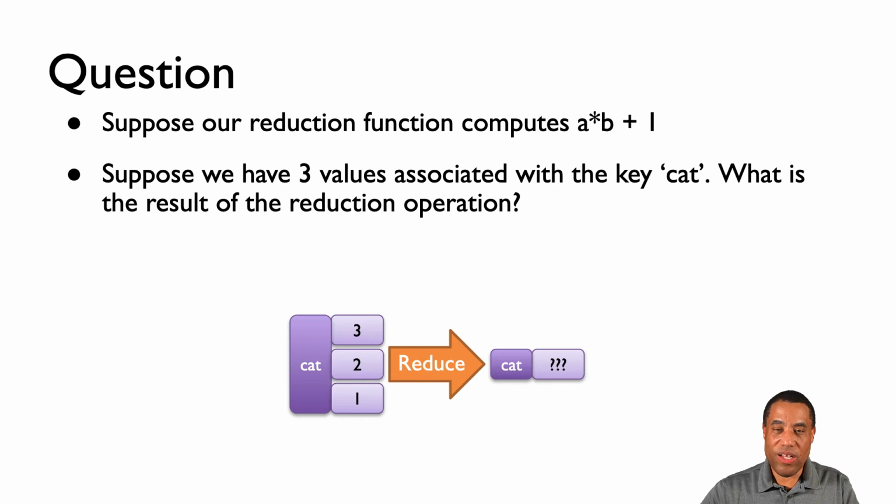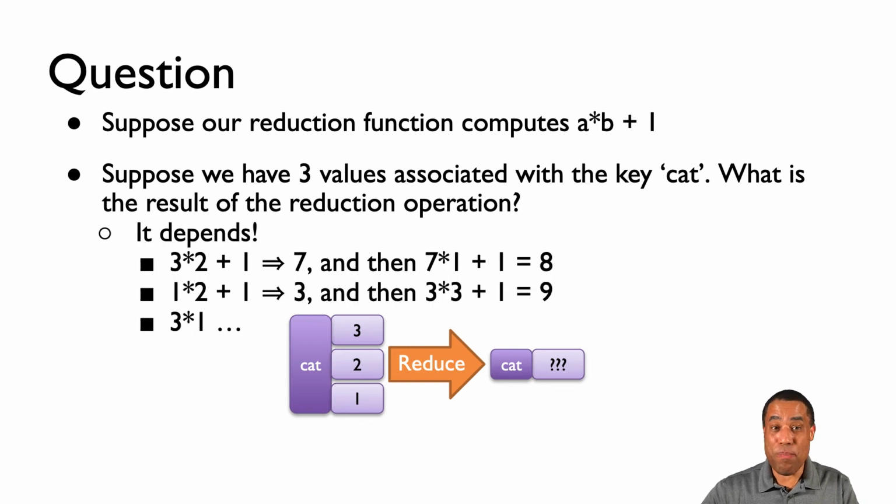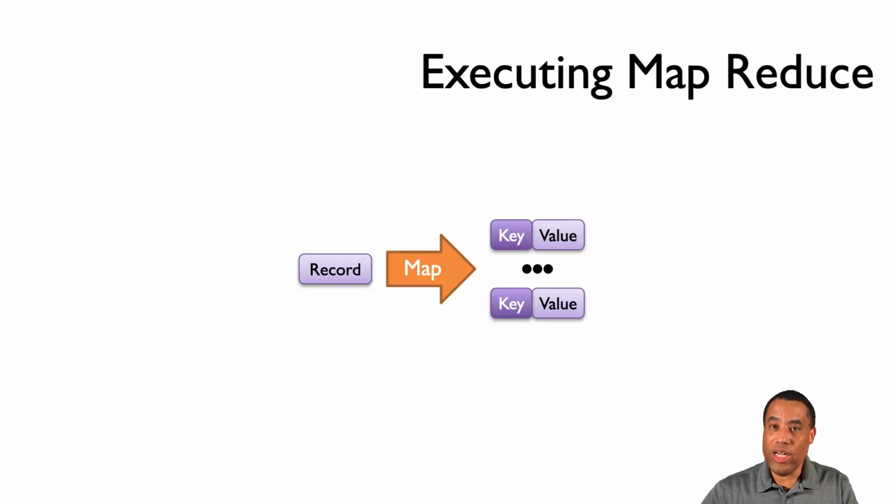Okay, well, the answer is, it depends. It's going to depend on the order, right? If we do 3 times 2 plus 1, that is 7, and then 7 times 1 plus 1 is going to be 8. But we get a different result if we do 1 and 2 first. And we get a different result if we do 3 and 1 first. So this is not an associative function, and so this is not a good reduce function. This won't work.